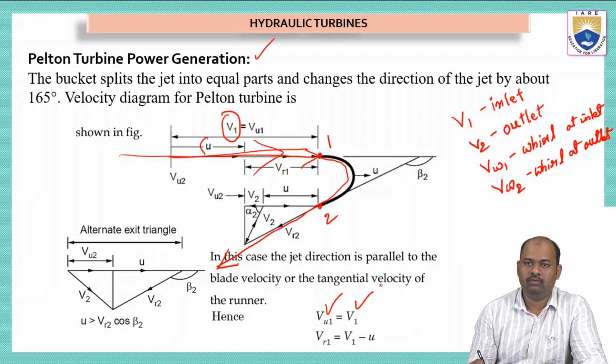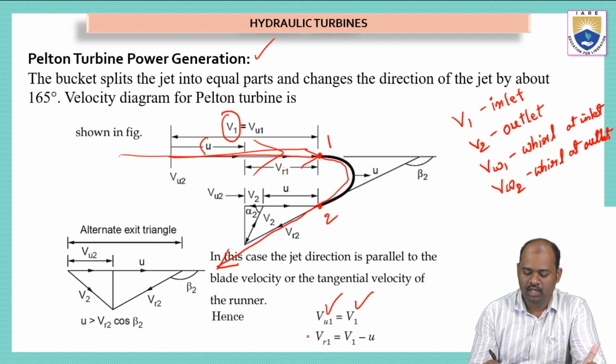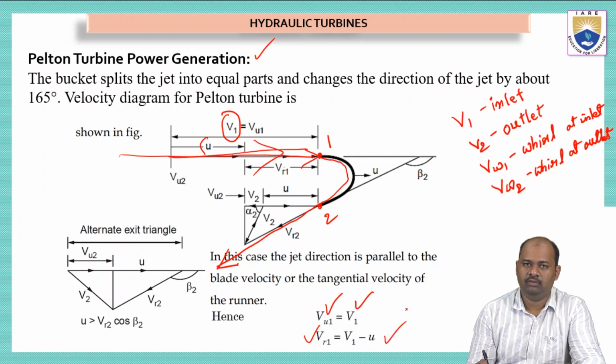VU1 is nothing but the whirl velocity. So VU1 is equal to V1. And then if we calculate the relative velocity, VR1, it stands for the relative velocity at point 1, which is equal to V1 minus U. V1 is the velocity of the water coming out of the jet, and U is the velocity of the bucket. Okay, now how can we define the relative velocity?